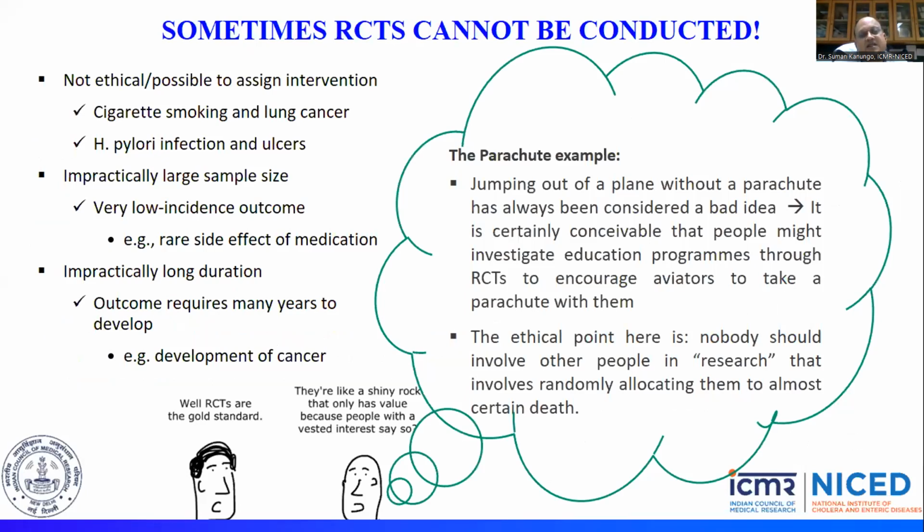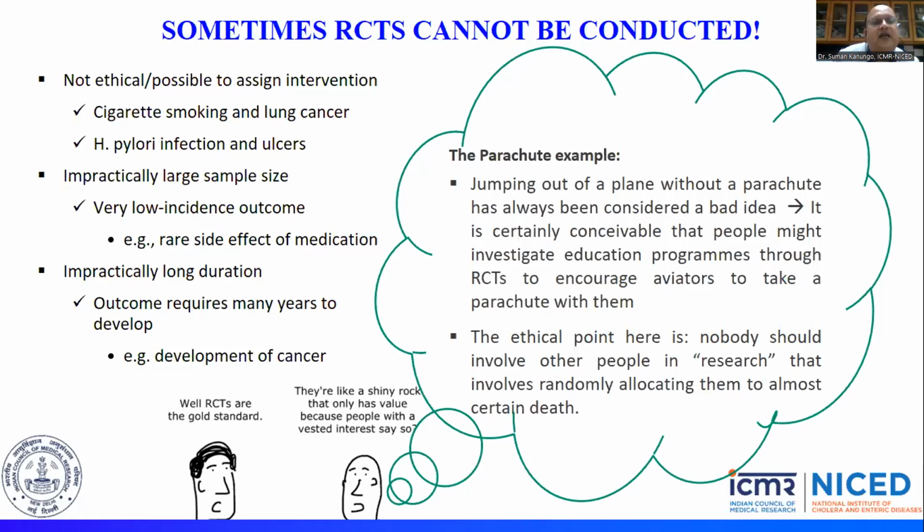But at the same time, we must remember this, though I say that the RCT, randomized controlled trials, are the best or the most precise evidence generating tool. But sometimes RCTs cannot be conducted. We need to know when it is not ethical or possible to assign intervention, like cigarette smoking and lung cancer. To study the effect of cigarette smoking, we cannot assign somebody to smoke cigarettes for 10 years. That is unethical. H. pylori infection and ulcers. We cannot put H. pylori in the gastric mucosa to see whether they develop ulcers and cancer.